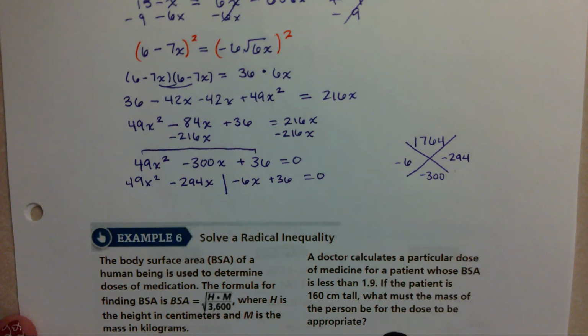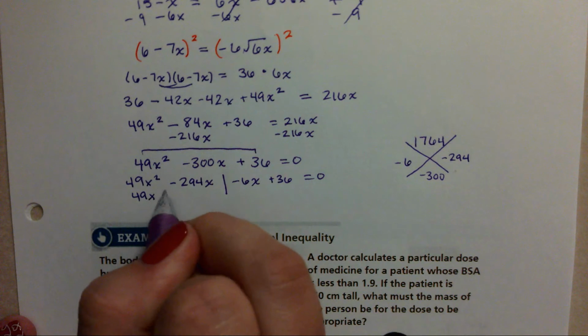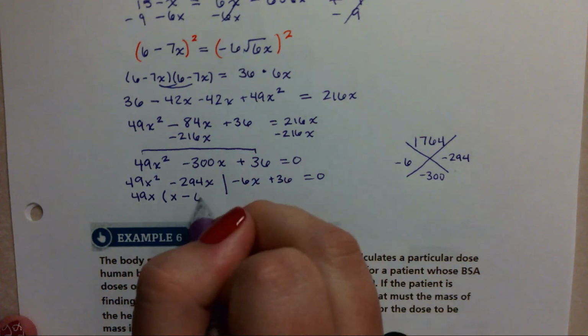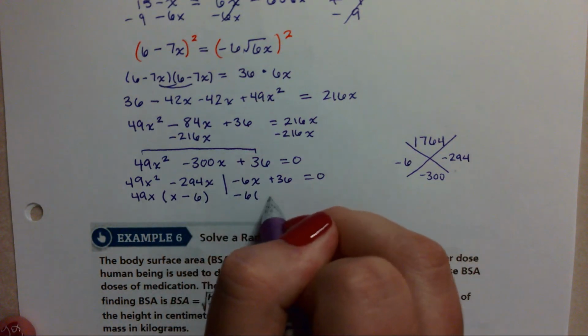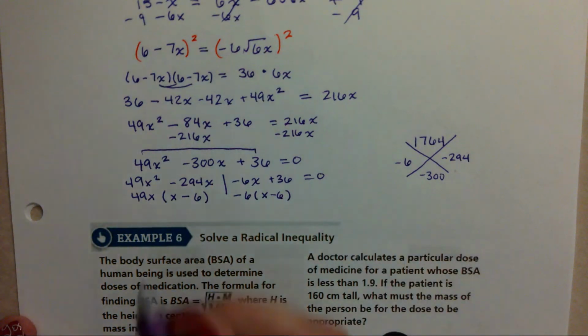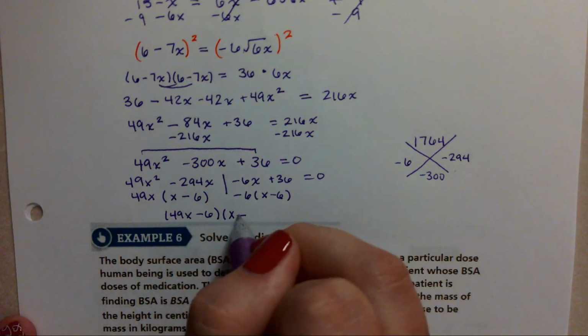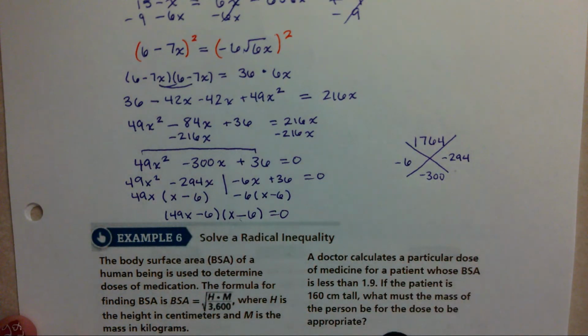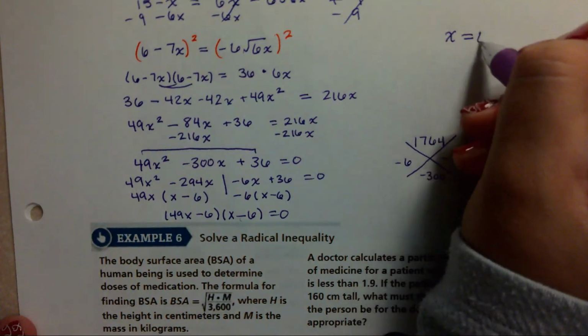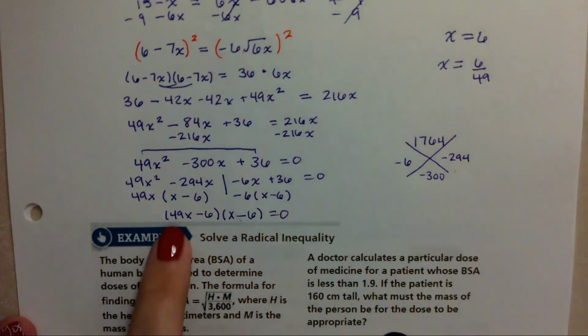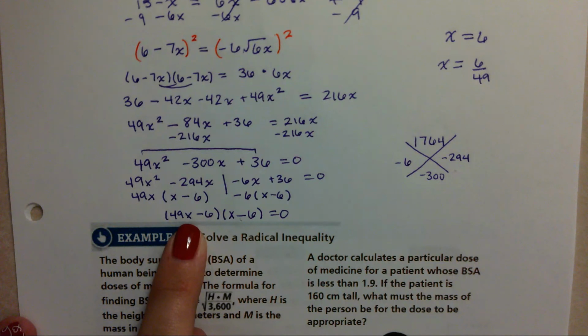So now, on the left, I can factor out 49x, and I'm left with x minus 6, since 294 divided by 49 is 6. Here I can factor out negative 6, and I'm left with x minus 6. So this factors to 49x minus 6 times x minus 6. And so for potential solutions, we get x equals 6 and x equals positive 6 over 49. Once you set that equal to 0, you add 6 and then divide by 49.